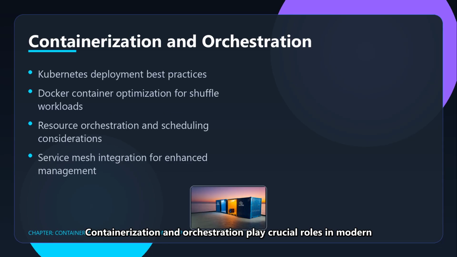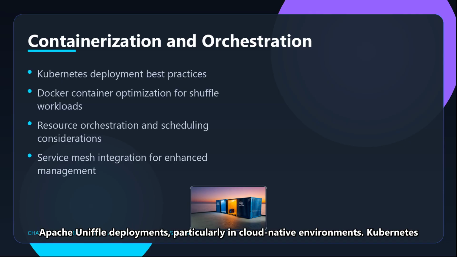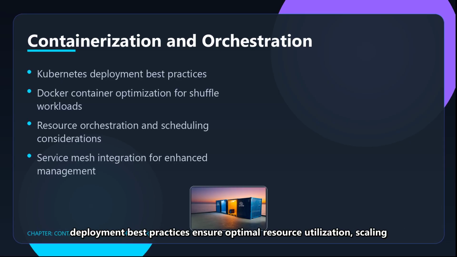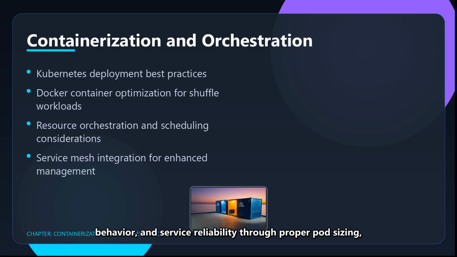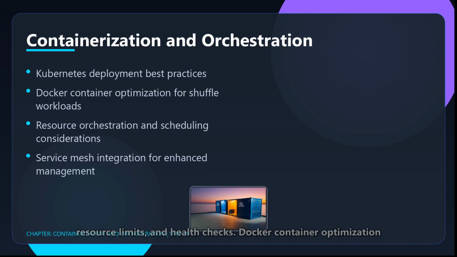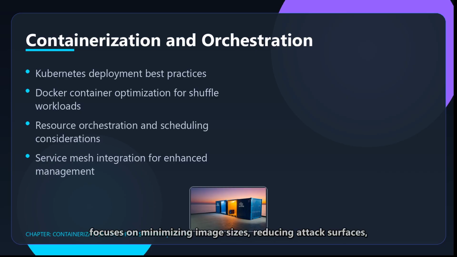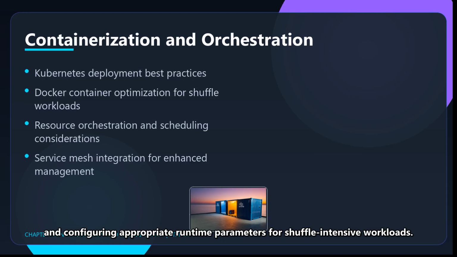Containerization and orchestration play crucial roles in modern Apache Uniffle deployments, particularly in cloud-native environments. Kubernetes deployment best practices ensure optimal resource utilization, scaling behavior, and service reliability through proper pod sizing, resource limits, and health checks. Docker container optimization focuses on minimizing image sizes, reducing attack surfaces, and configuring appropriate runtime parameters for shuffle-intensive workloads.